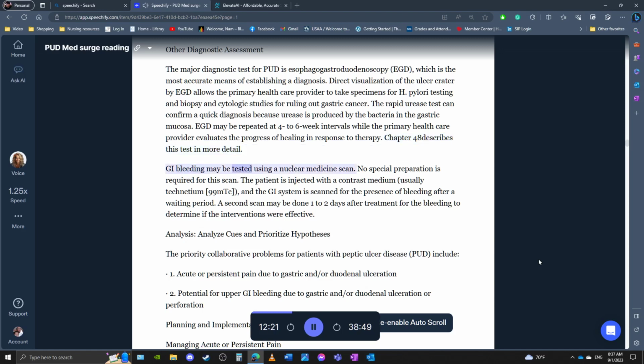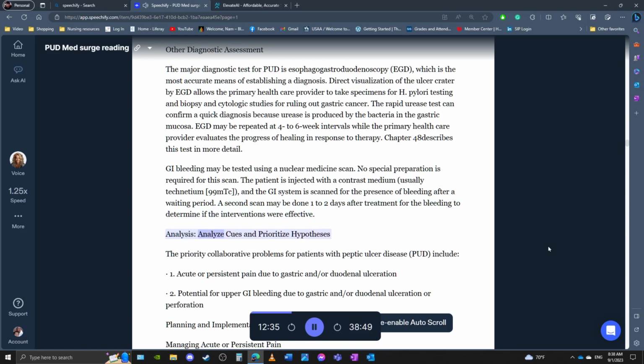GI bleeding may be tested using a nuclear medicine scan. No special preparation is required for this scan. The patient is injected with a contrast medium, and the GI system is scanned for the presence of bleeding after a waiting period. A second scan may be done 1 to 2 days after treatment for the bleeding to determine if the interventions were effective.